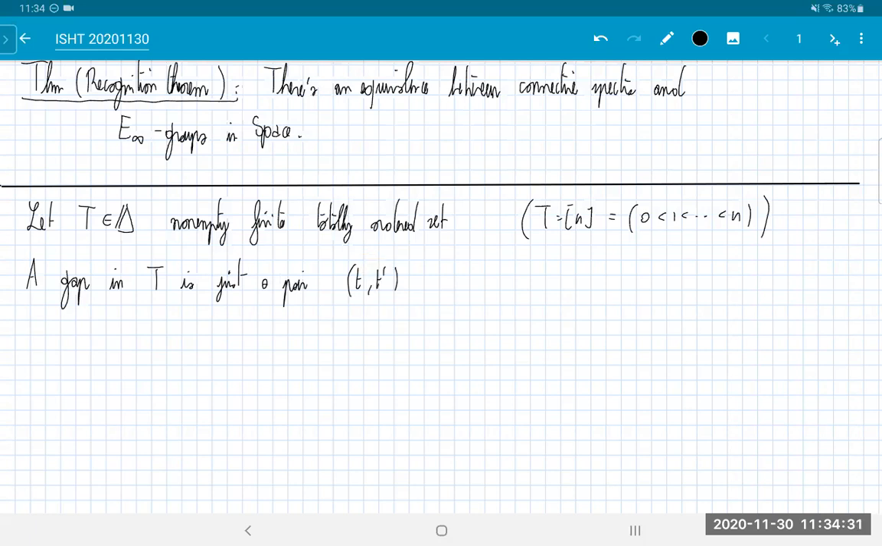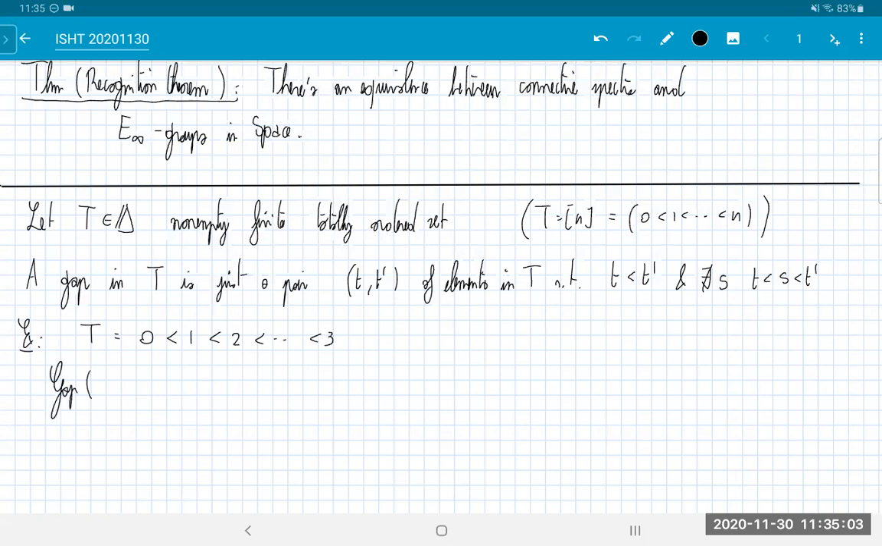T prime of elements in T such that T is less than T prime, strictly less, so they're different, and there exists no S between T and T prime. So, for example, the only example that we have is T of these objects. The gaps in T are pairs 0, 1, 1, 2, 2, 3, 3, 4, and so on, n minus 1, n.